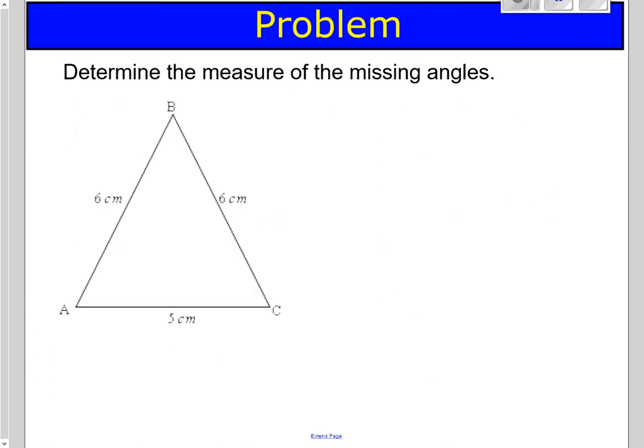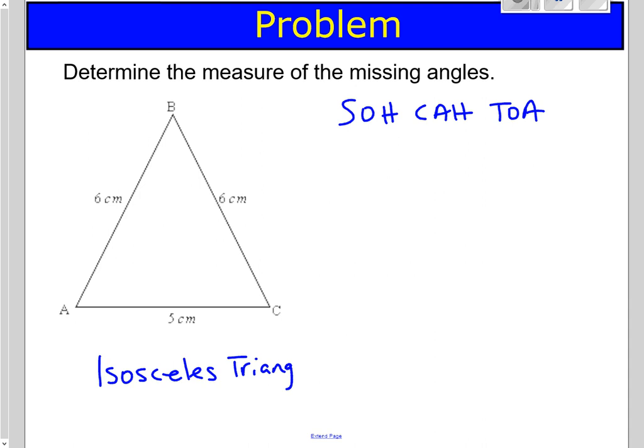Okay. Ooh, so we want to find the missing angles. We're given these three sides and no angles, so that's a problem. The other problem is that our primary trig ratios only work with right triangles. And this is not a right triangle for sure, looking at it. But I do see that this is an isosceles triangle.